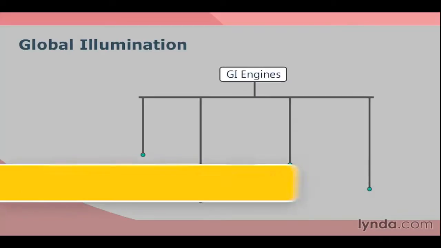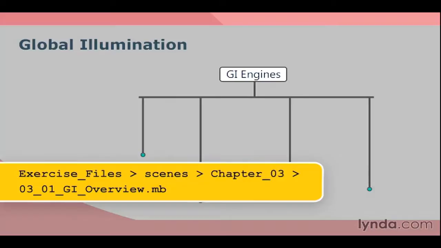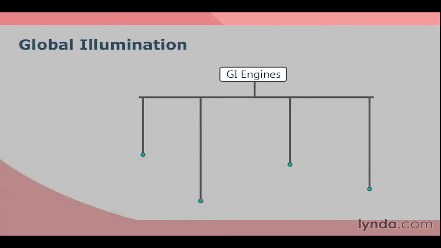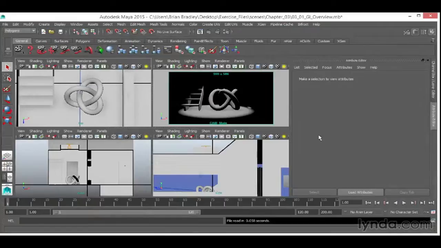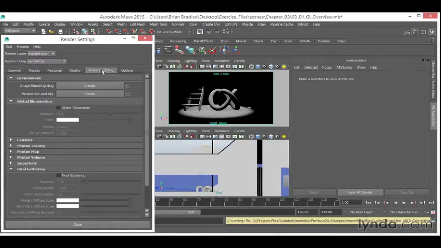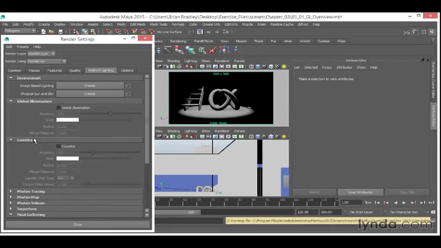The Mental Ray renderer has a number of powerful global illumination or GI systems available that can all be used to create or even recreate pretty much any lighting scenario required. There is photon mapping, referred to in the Maya UI as global illumination, final gather, irradiance particles, and importance. We gain access to these systems through the indirect lighting tab found in Maya's render settings dialog. Here we have a host of direct and indirect lighting tools, including the IBL, physical sun and sky, as well as caustic photon options.